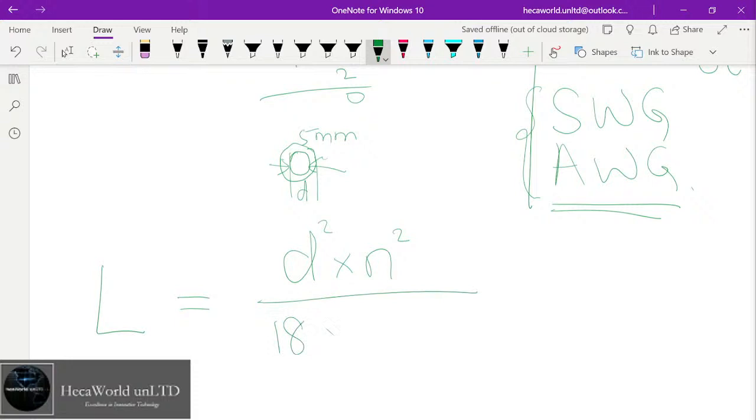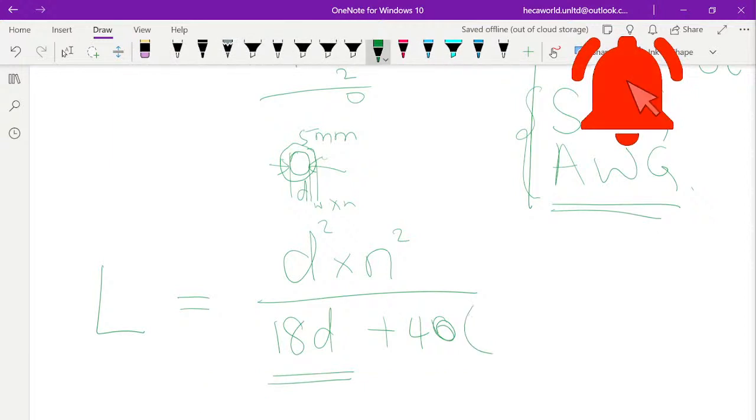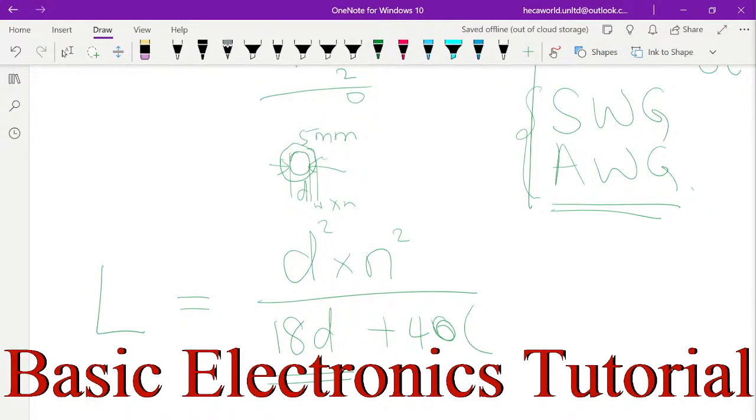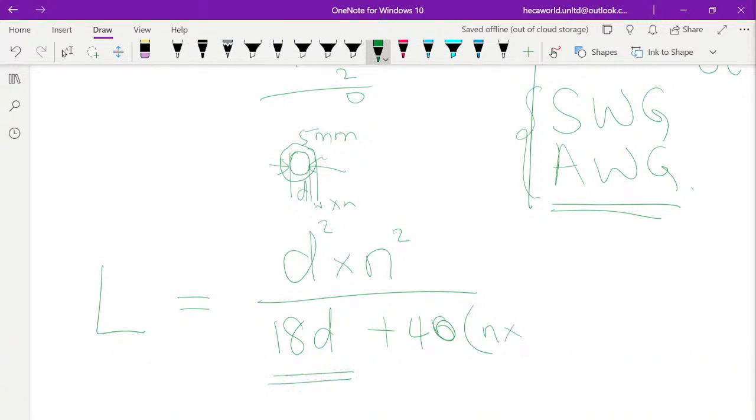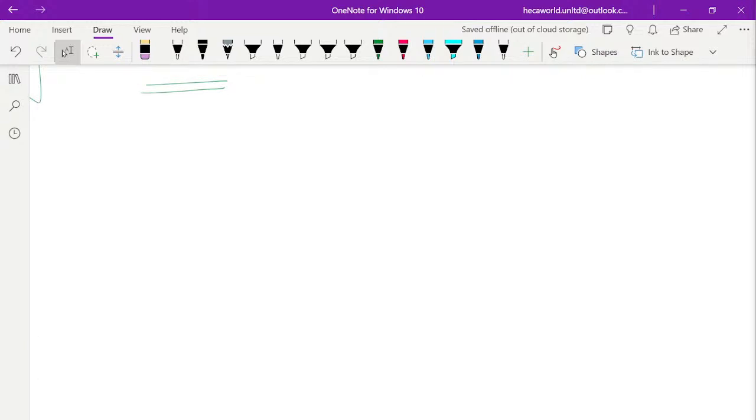And then 18D, this is already known, plus 40L. The minimum for L will be W, which is the width of the wire, times the number of turns. So your L here will be N times W. Basically, they've given you all this. So if you know this, you can determine the inductance of the coil that you have just made. And then just throw it into your resonance circuit, and you have made your inductor and you have made your circuit.